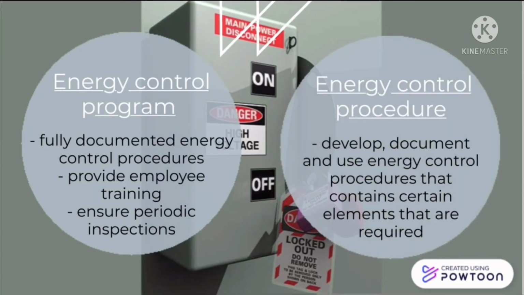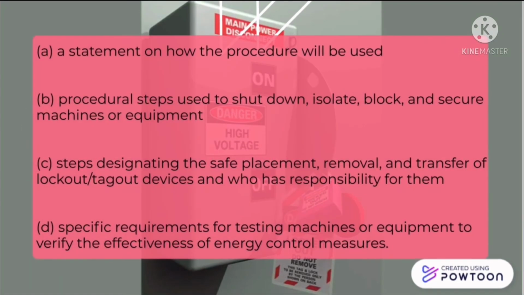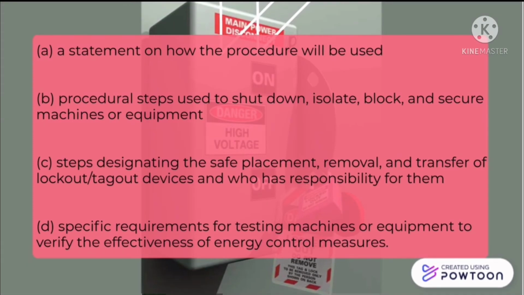For the energy control procedure, organizations must develop, document, and use energy control procedures that contain at least the following elements. A. A statement on how the procedure will be used. B. Procedural steps used to shut down, isolate, block, and secure machines or equipment. C. Steps designating the safe placement, removal, and transfer of lockout or tagout devices and who has responsibility for them. And D. Specific requirements for testing machines or equipment to verify the effectiveness of energy control measures.